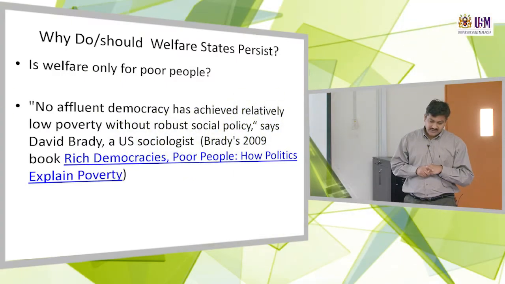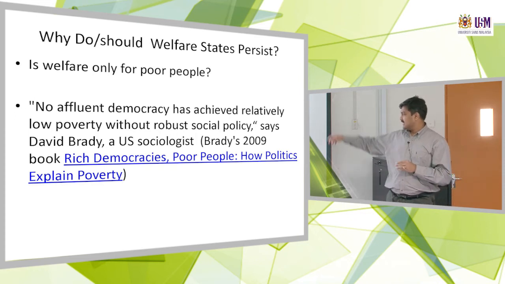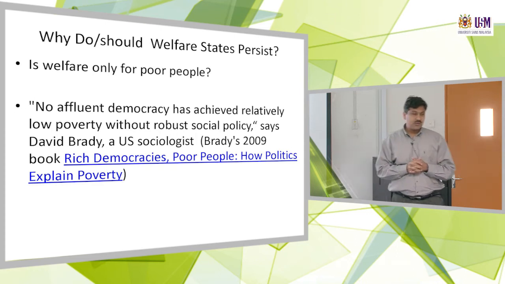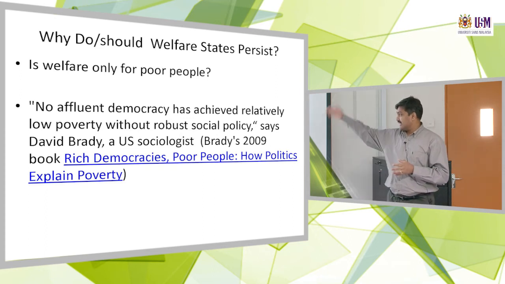So as we said, is welfare only for the poor, which used to be the major notion maybe in the 50s and 60s? But now, when we're talking about welfare, welfare state, or welfare pluralism, we are talking about everyone. You, me, everyone. No affluent democracy has achieved relatively low poverty without robust social policy, says David Brady. He's a very young sociologist from the US. I think he's been in a lot of committees recently. He also visited the UK and he gave this statement.